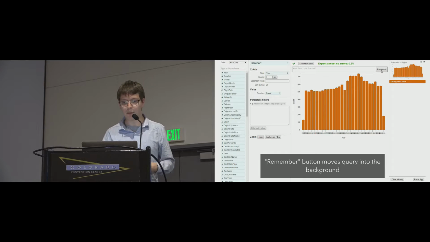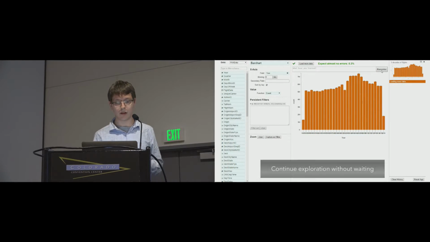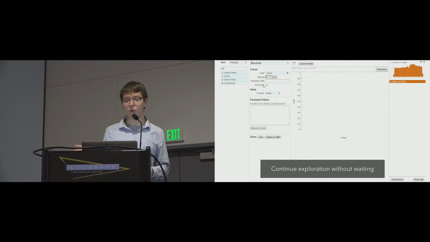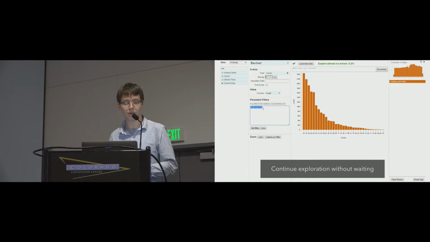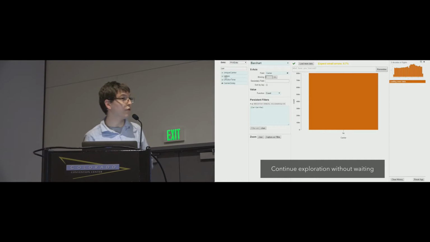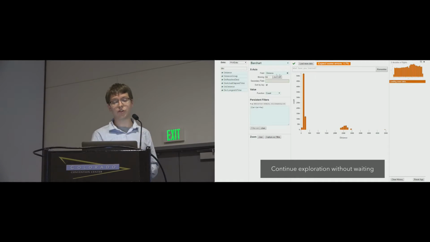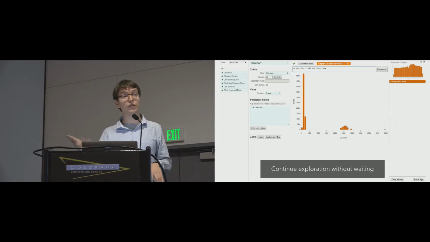By remembering, we make Pangloss run the precise query in the background. And since optimistic visualization places the updates in the background, we can continue our analysis without watching for updates. For example, we can answer the question about the distribution of flight distances for Hawaiian Airlines. Note that every interaction here requires a new query. Adding a field, sorting, filtering, zooming, all of these submit new queries to this very, very fast database engine.